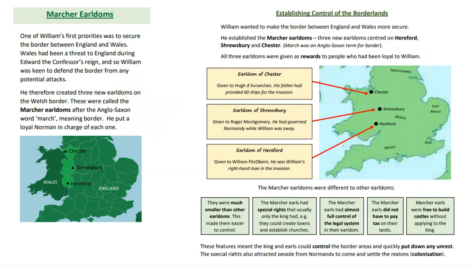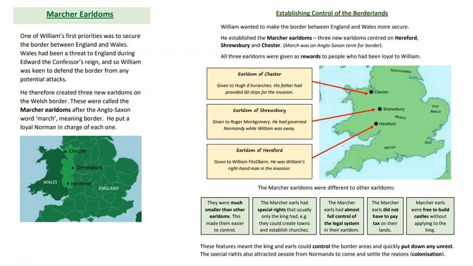The Marcher earls had special rights that usually only the king had. They could create towns, they could establish churches, they could build castles. The Marcher earls had full control of the legal system in their earldom. The Marcher earls did not have to pay tax, and the Marcher earls, as I said, were free to build castles without applying to the king. All of these privileges that none of the other earls have.